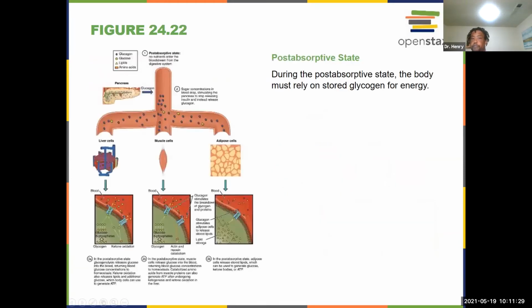And after absorption, post-absorption, right? Post-absorption, basically that means that we don't have any nutrients in our bloodstream. And so as a result of that, we have a low blood sugar. We have no blood sugar around, and so you're starting to get a little hungry. So what happens is your pancreas secretes glucagon. So glucagon just tells us, hey, you have a very low blood sugar. We need to start producing some sugar to put into the bloodstream.